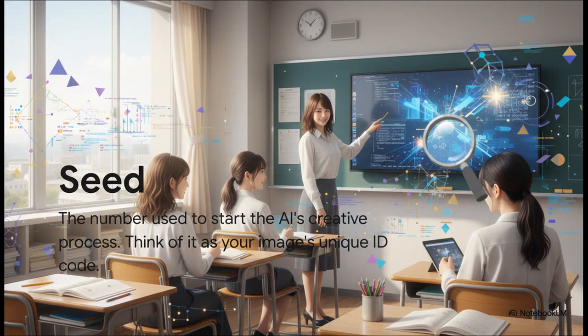Honestly, the easiest way to think about it is like a unique ID code for your image. It's the starting point, the first little nudge the AI gets before it starts creating. If you can control that starting point, you're halfway there.